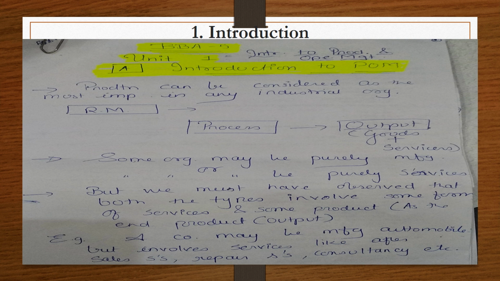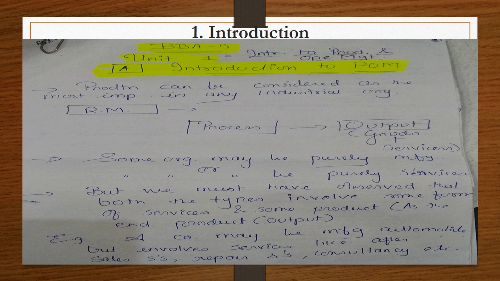Right? I repeat, what is production? In a layman's language, production means converting the raw materials through some kind of specific process into some kind of goods or some kind of output that may be connected with some kind of services at times. This is what is known as the production process. Now, some organizations may be purely manufacturing or some may be purely services in the nature.